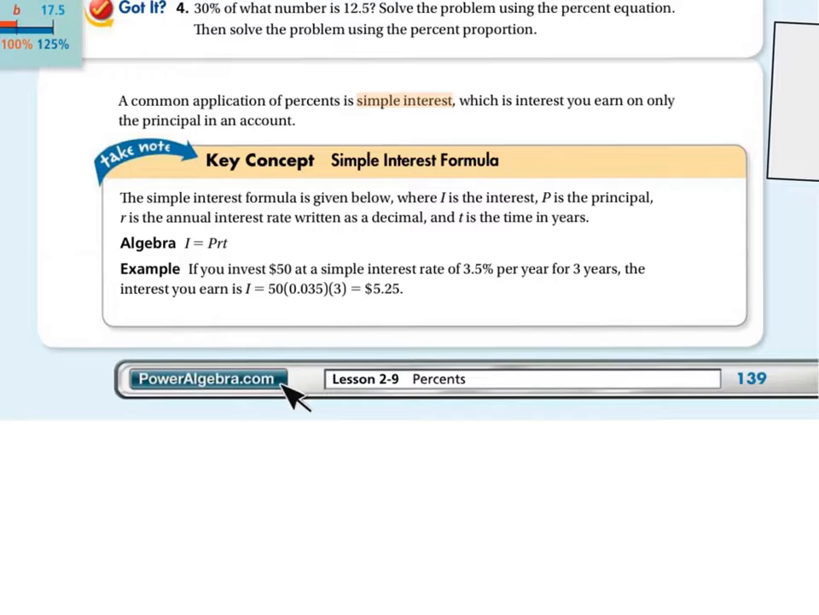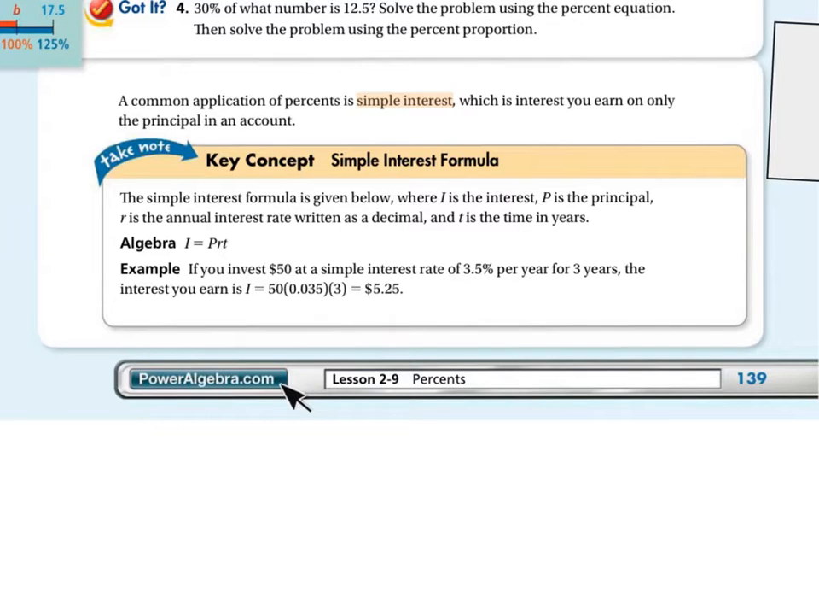Bottom of the page on 139 talks about simple interest, which is either money that you're getting or money that you're going to owe in addition to what you're borrowing. So maybe at this point, if you have a savings account, you're probably not getting much on it, but you're at least getting a little bit of interest on your money for them having it in the bank.